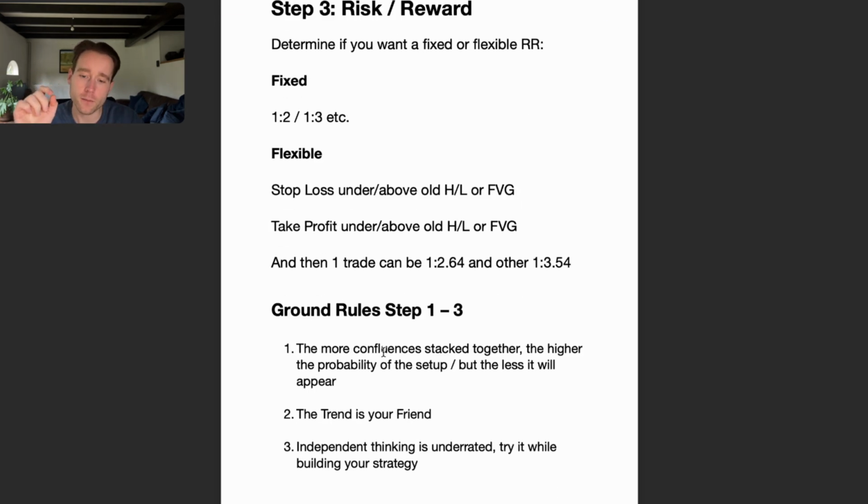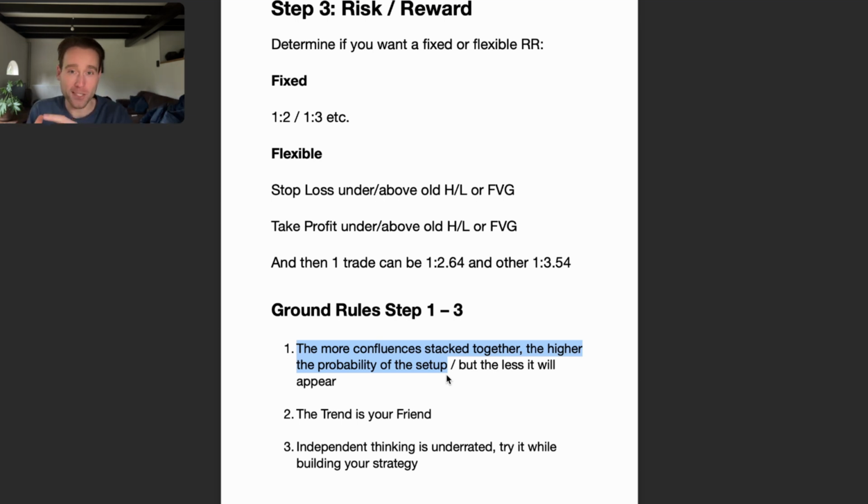And a trade is not a 1 to 2, but a 1 to 2.6, 1 to 3.5. And let's give some ground rules based on these first 3 steps: the confluences, your trade identity, and your risk management, your risk to reward. One, the more confluences stacked together, the higher the probability of the setup. But if you have 20 confluences, there are not many occasions when all 20 confluences are present in the chart, making the frequency of your trades very rare. So there is a balancing act there.